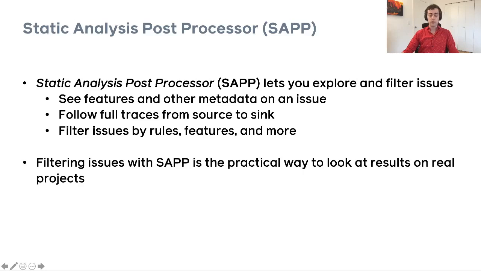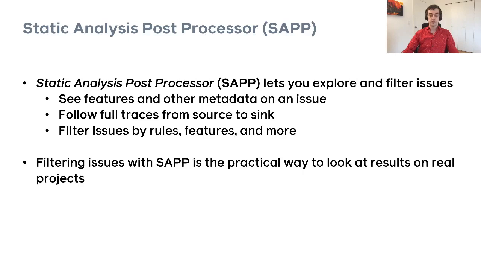So to browse features, we're going to need to use a tool we haven't touched yet, the static analysis post-processor. This tool lets you explore any of the issues that Pysa outputs and filter them in a number of ways. It's going to show you additional metadata that the default output doesn't show you, such as features that we've talked about here and other things like trace links. It lets you browse the traces and follow them all the way from the source to the sink.